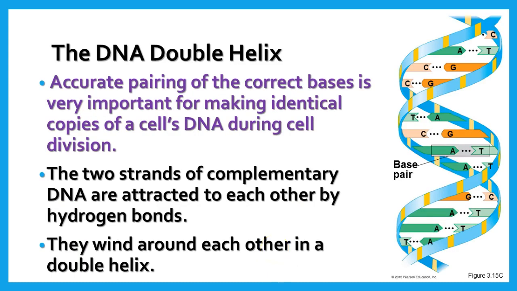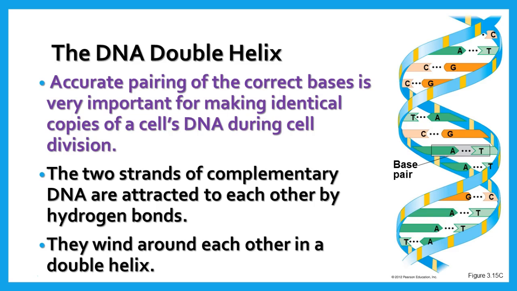Now, when you look at DNA, you're used to seeing this double helix structure. And what you see is that pairing of the bases between the adenine and thymine and the cytosine and guanine here. And that's important for making copies of the DNA when the cell is getting ready to divide. These two strands of complementary DNA are held together by hydrogen bonds, the same kind of hydrogen bonds we learned about when we learned about water, between the positively charged hydrogen end of one molecule and the negatively charged oxygen end of another molecule.